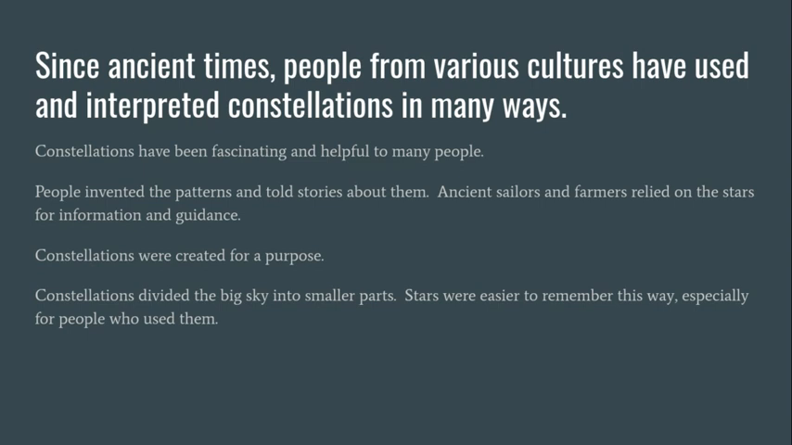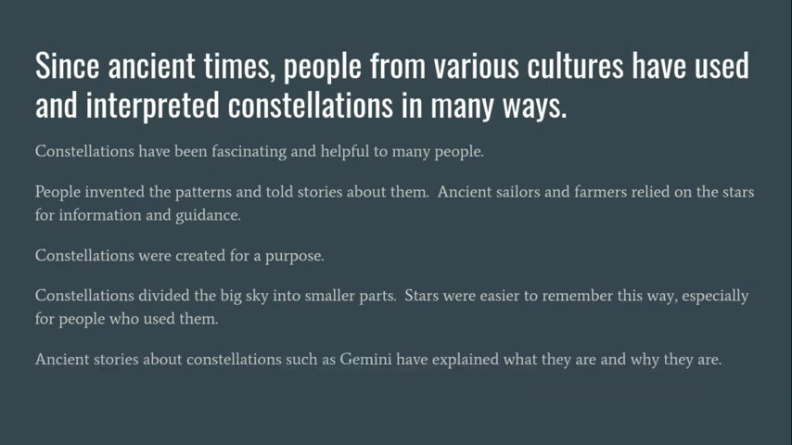We read about different stories for the two bright stars in the constellation Gemini and the other patterns that are in the sky. How can we add that to this phrase to make our third supporting detail sentence? Take a minute to think and come up with an idea. This is what I came up with. Ancient stories about constellations such as Gemini have explained what they are and why they are here. What did you come up with?